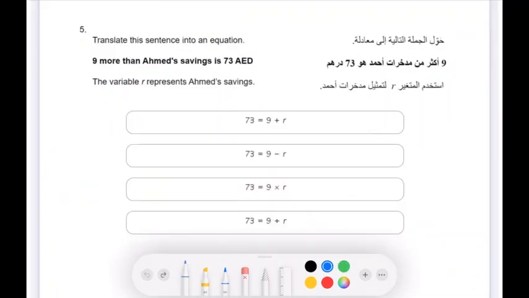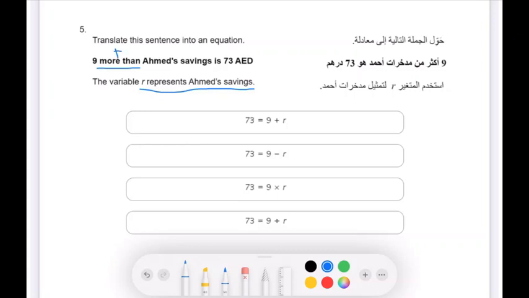Translate this sentence into an equation. 9 more than Ahmed's savings is 73 dirhams. The variable R represents Ahmed's savings. So let's translate this sentence into an equation. Let's reread it. 9 more than. When they say more than, it is equivalent to the addition sign.